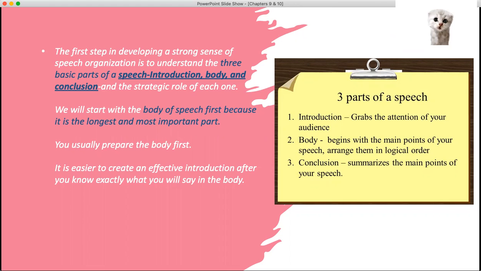We'll start with the body of the speech because it is the longest part and the most important part. So you usually prepare the body first. After that, it's easier to then create an effective introduction after you already know exactly what you'll be saying in the body of your speech.